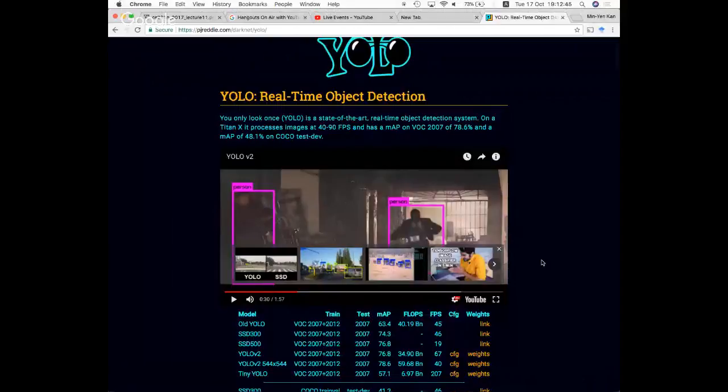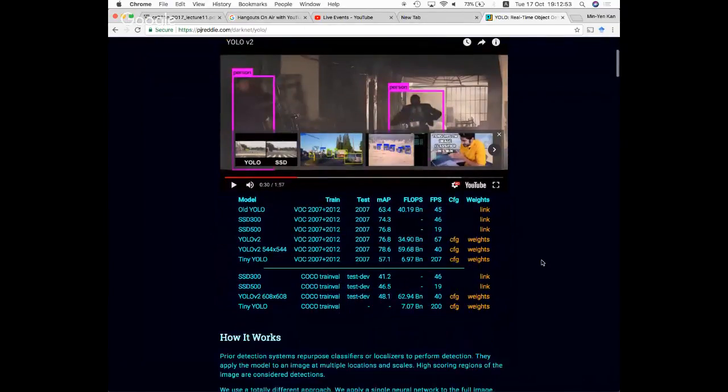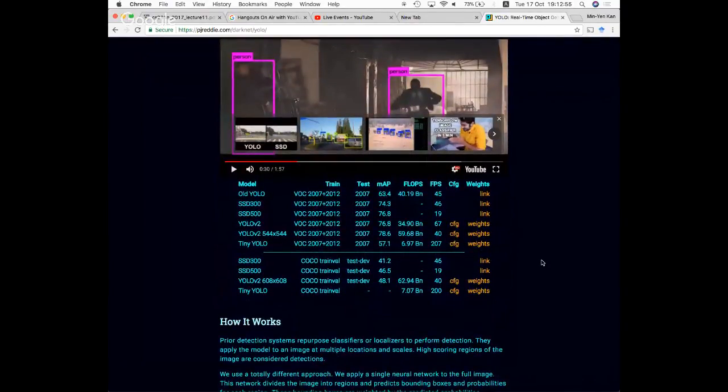And then YOLO created a new version, which is YOLO version 2, which is shown here. As you can see here, they get the higher precision, mAP 76.8 with 76 FPS. So it is faster, and I think this is currently the state of the art for object detection in real time.